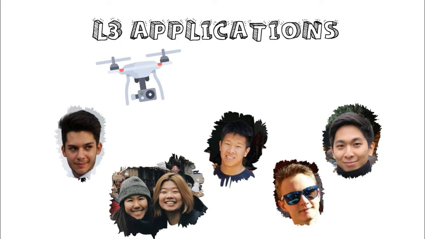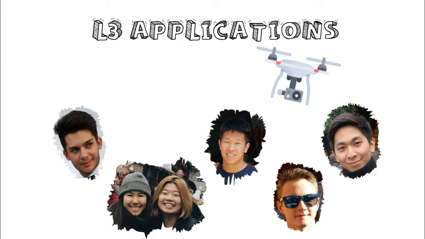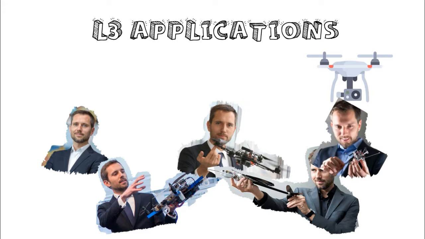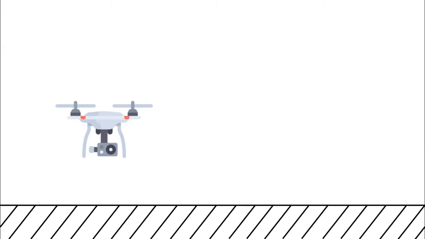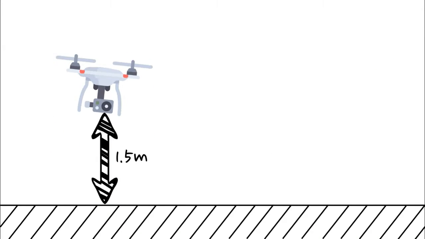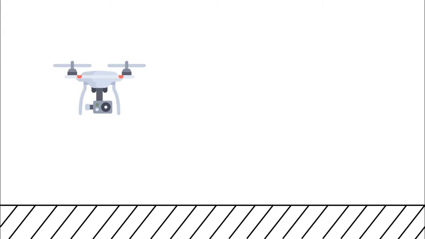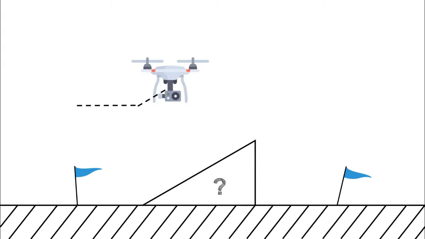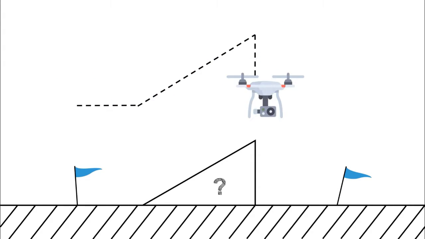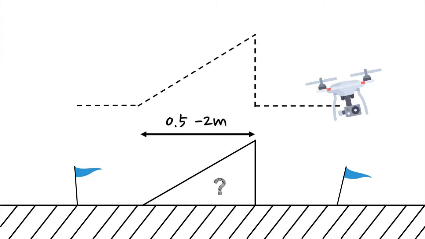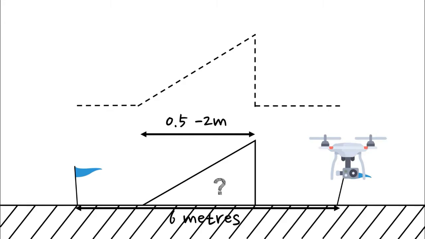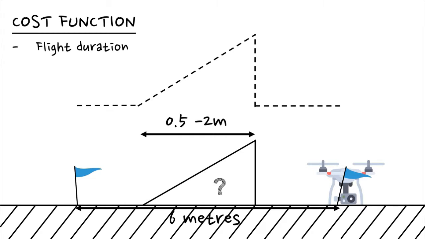In this year's L3 applications, the mission is to make a drone fly. The task is to get a quadcopter to take off and hover above the starting point for at least a second, then fly at 1.5 meters above unknown terrain where there is an unknown obstacle between 0.5 and 2 meters long, and hover for at least a second above the landing point, which is 6 meters away, and land on it. All this while optimizing the cost function by minimizing flight duration and deviation from the optimal flight path.